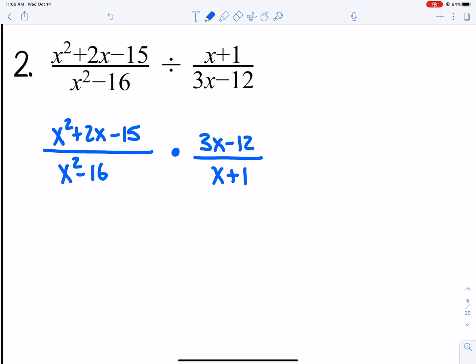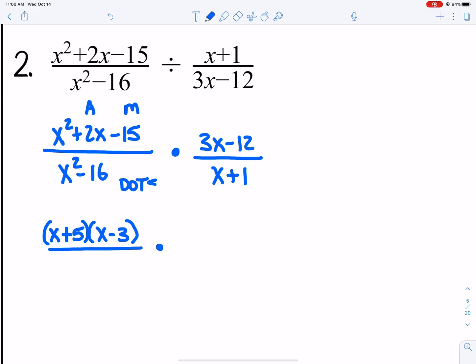So now let's factor everything out. In my first numerator, I have a basic trinomial. So we need to multiply to get negative 15 and add up to get 2. So let's factor into x plus 5, x minus 3. In the denominator, we have a difference of 2 squares. So the square root of 16 is 4. So I need x plus 4, x minus 4 for my factors.